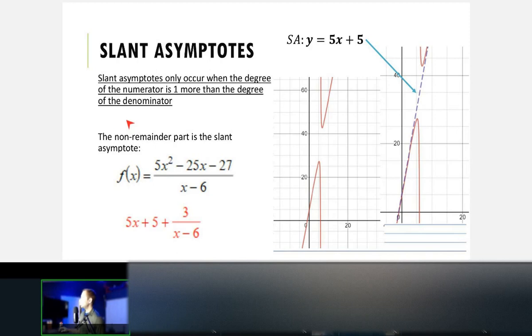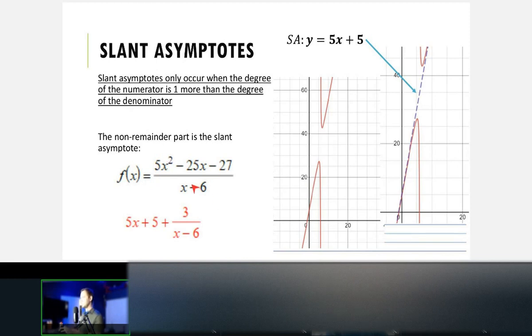Once we establish whether the function actually has an SA or not, we have to calculate it. We have to use either synthetic division or long division. Ideally, if our denominator is in the form of x plus or minus a number, immediately we should think, thank goodness, we can do synthetic division. It's faster. So you do synthetic division, the numerator divided by the denominator.